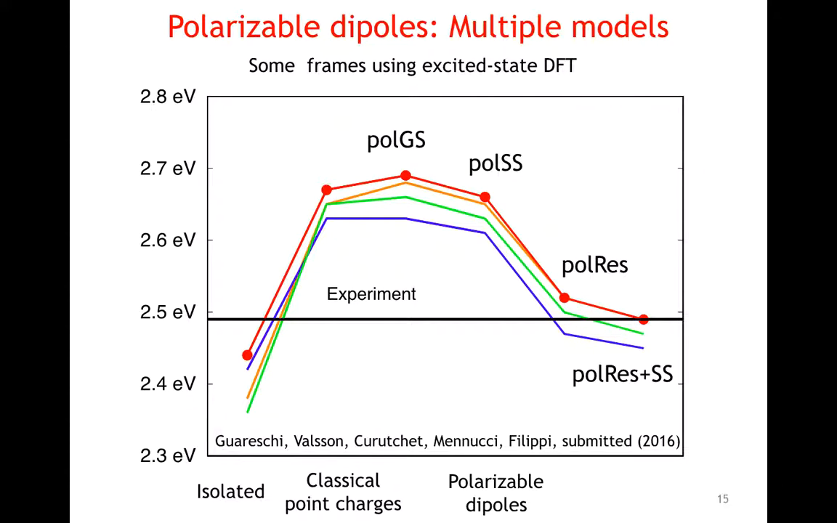So when we introduce this linear response polarization, also called resonant polarization, we see that the correction with respect to the PolGS embedding condition is very big, and eventually if we combine this resonant polarization or linear response polarization with the state-specific correction, we actually achieve overall a good description of the excitation, which is in fair agreement with the experiment.